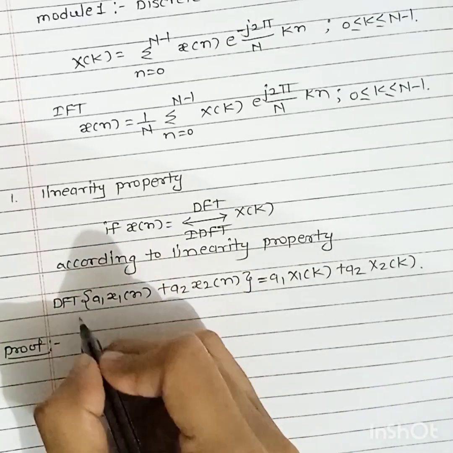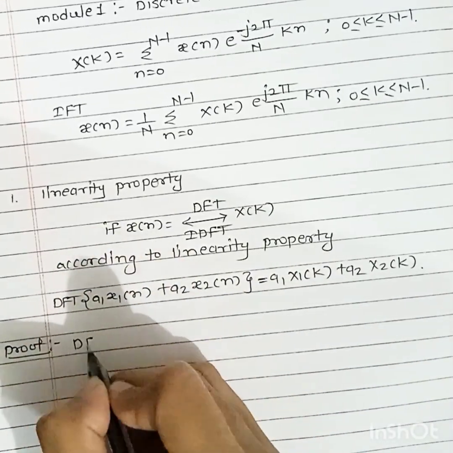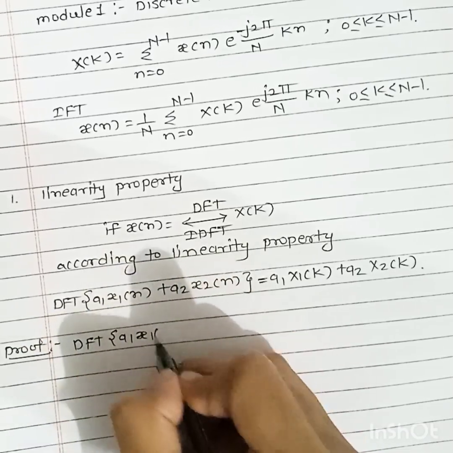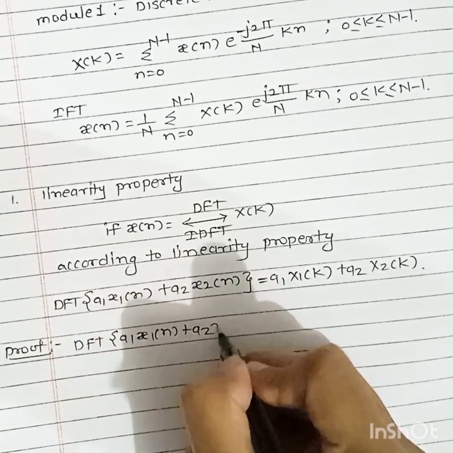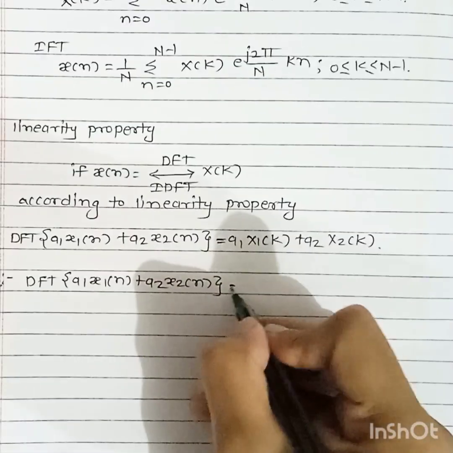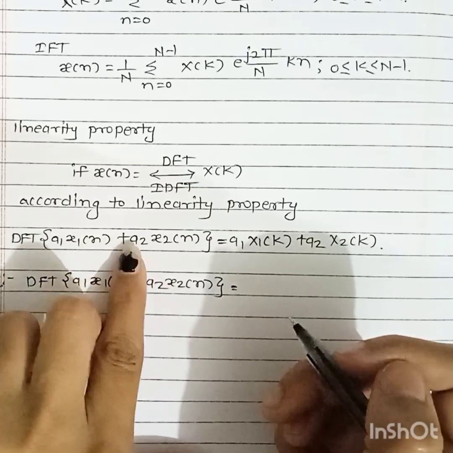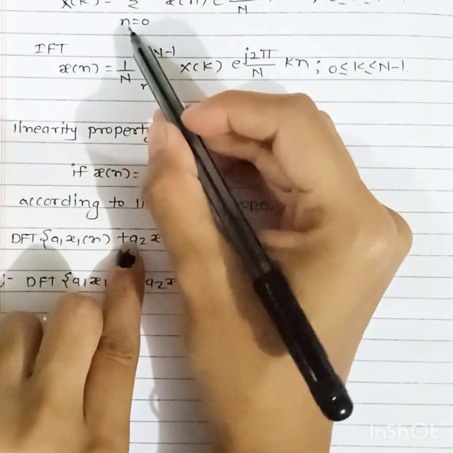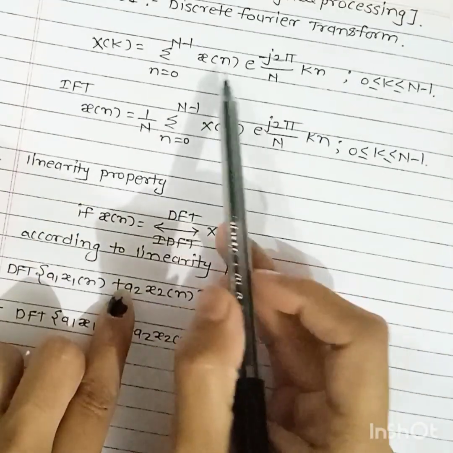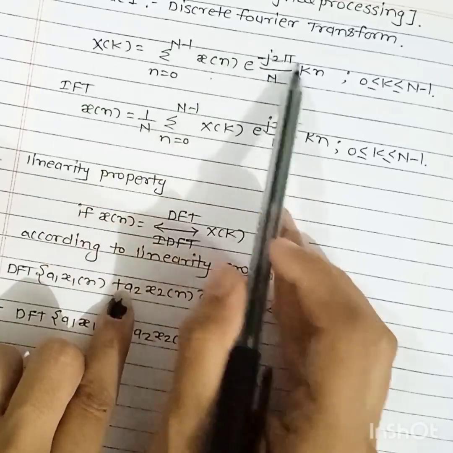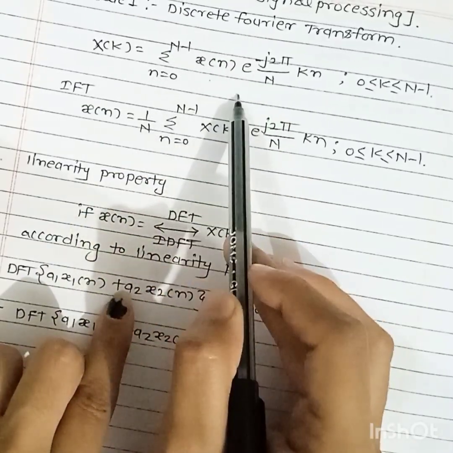Now let's take the left hand side, that is the DFT of a1 into x1 of n plus a2 into x2 of n. This is our input and we have to prove the right hand side. So if we see the formula of the discrete Fourier transform, using this formula we will write the right hand side.